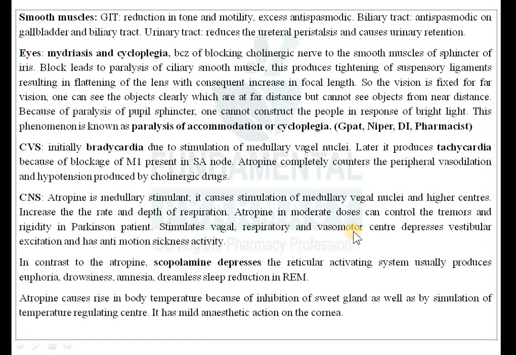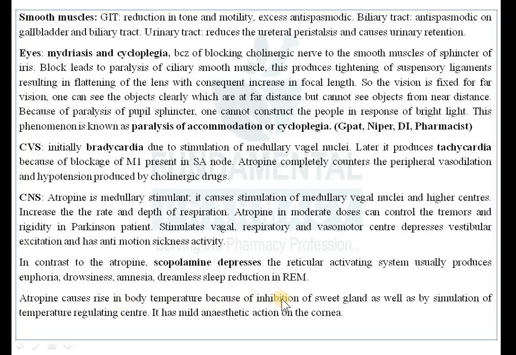Because of depression of vestibular excitation, it has anti-emetic activity, but its anti-emetic activity is not clinically much useful because you have a better option, scopolamine. In contrast to atropine, scopolamine depresses the reticular activating system and usually produces euphoria, drowsiness, amnesia, dreamless sleep, and production of REM.